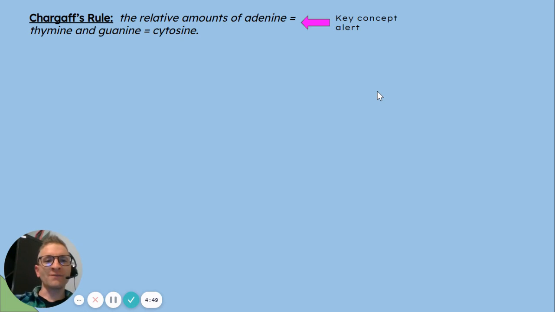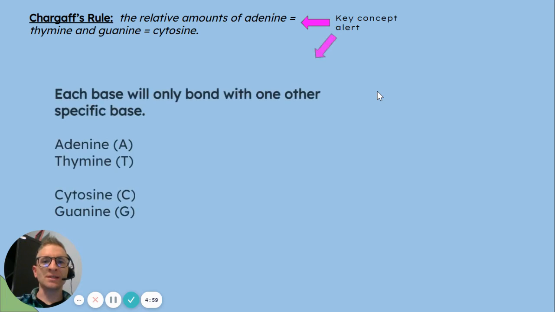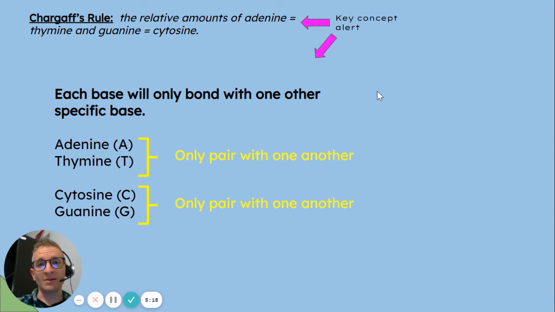In the 1940s and 50s, there was a scientist named Chargaff, and he noticed that the amount of adenine was the same as thymine, and guanine was the same as cytosine. So now we have what's called Chargaff's rule. And it just states that adenine and thymine pair together and cytosine and guanine pair together. So anytime you would have a C or a cytosine on one strand of DNA, that would pair with a G on the complementary strand.